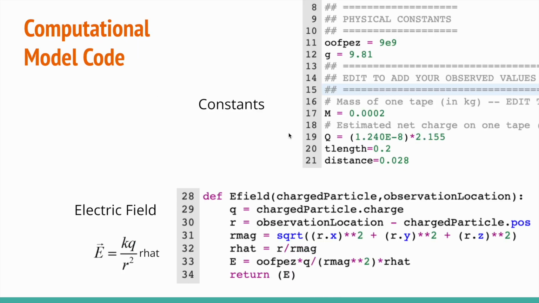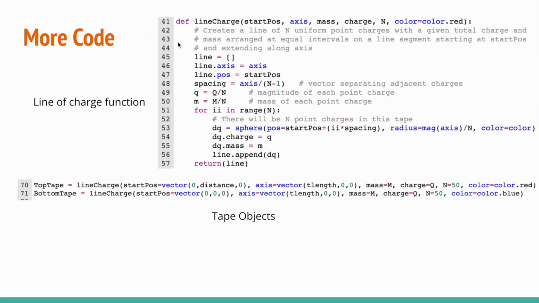Moving on to the computational model, we can see here K, 9 x 10^9, the gravitational constant, and the mass of the tape. The charge here is the charge that I calculated in the previous slide, and I had to multiply this number in order for it to be equal to the gravitational force. Here are the tape length and the distance between the two tapes. This function is how we calculate the electric field of the particles, which is the same as this equation on the left, E equals kQ divided by the magnitude of r squared times r hat. And here is the line of charge function.